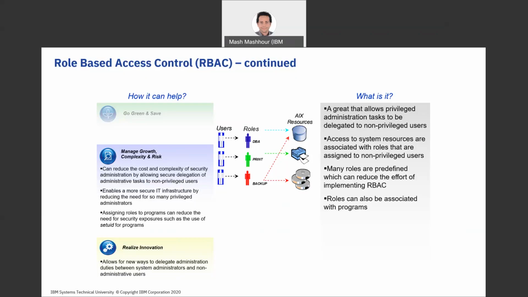So, to realize the innovation, it's really to delegate the administrative duties for system administrators and non-administrative users. For example, look at roles. A user, for example, has a DBA role, so you can access the database located in such disk or such raw devices. Or other users have just privileges to print, and others have privileges to do the backup operations.